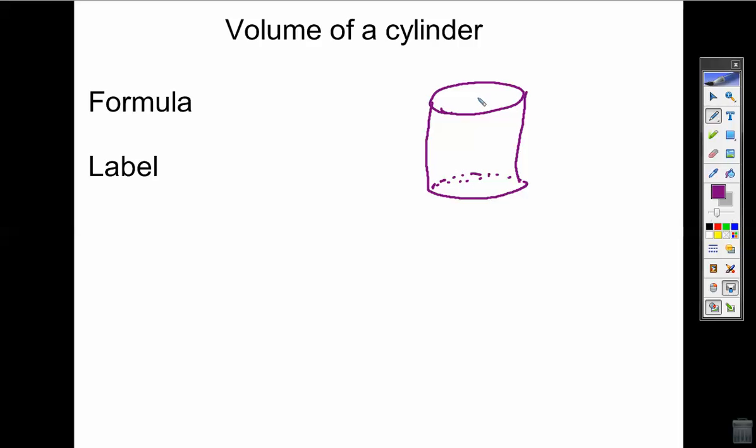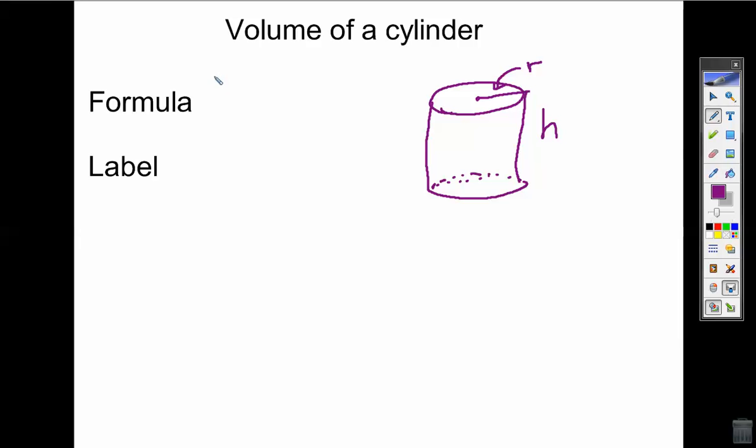So here you can see that we have a circle, and on a circle we have a radius and a diameter. Let's just draw the radius in for right now. We also have a height that connects the two circles. So to find the volume of a cylinder, we're going to find the volume of this circle and then multiply it times the height.